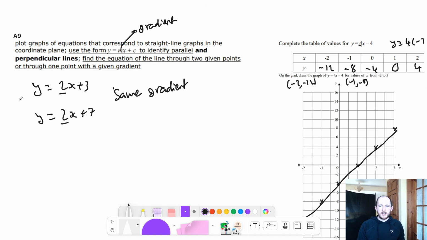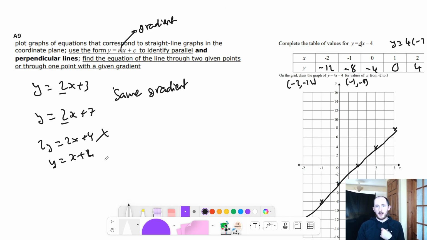Okay? Now, of course, you need to be careful if you have something like 2y equals 2x plus 4. That is not parallel. Why? Because there needs to just be y equals. We have 2y equals, so we need to divide both sides by 2. So in actuality, it's this equation, which of course isn't parallel.